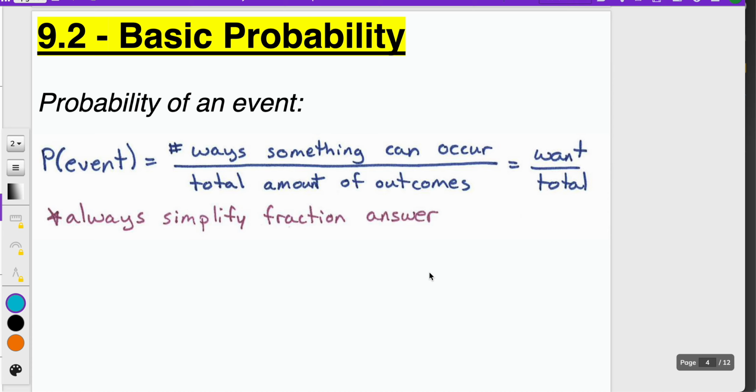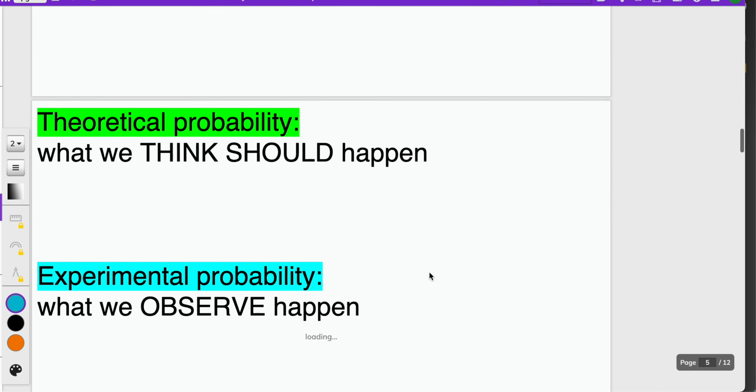Today we're looking at lesson 9.2, basic probability. So we'll be able to find the probability of an event and be able to apply that to find other probabilities of separate events. The probability of an event can be found by the number of ways something can occur by the total amount of outcomes. So this is basically what we want to happen versus the total options that can happen. You always want to make sure that your fraction is in simplest form before submitting your answer.